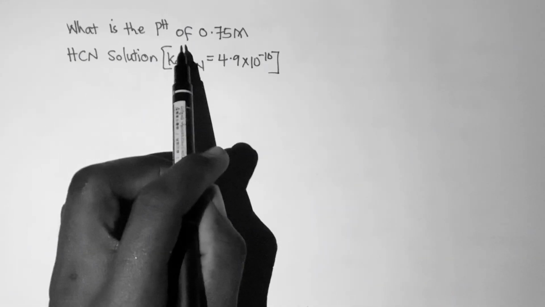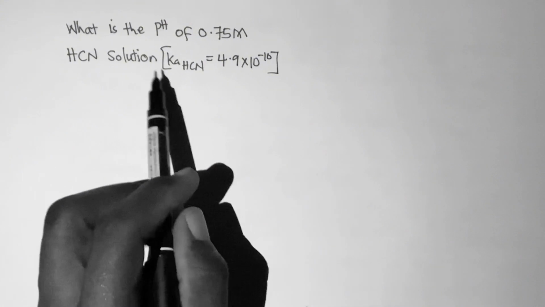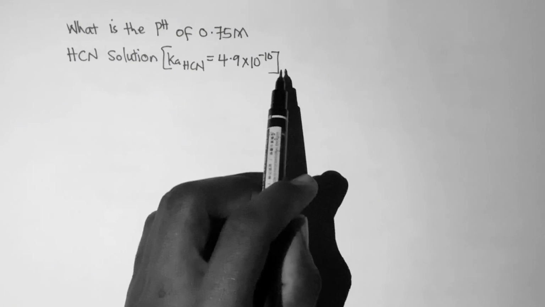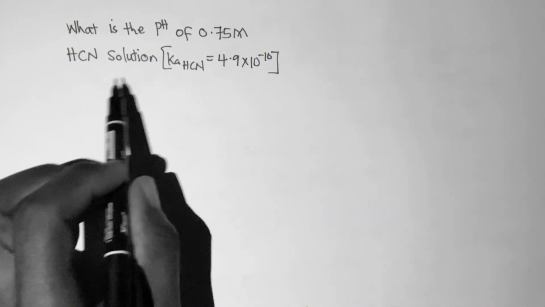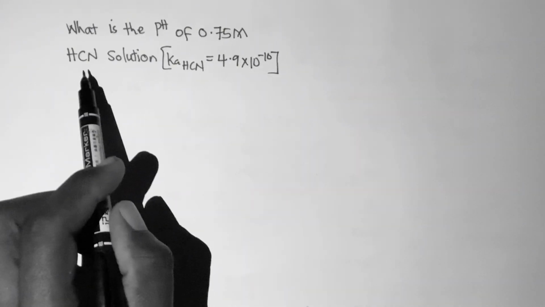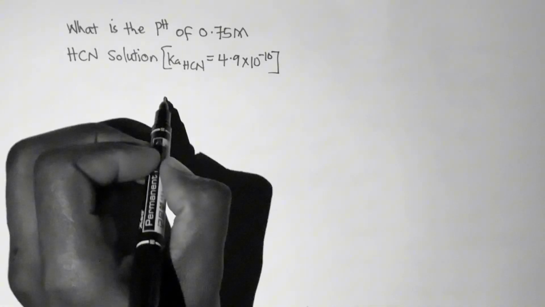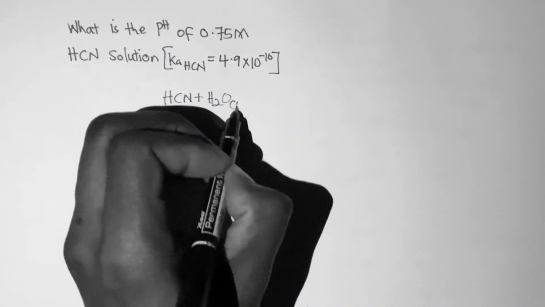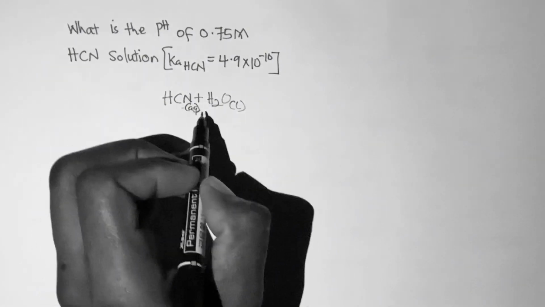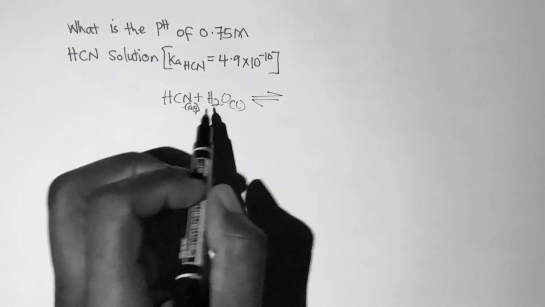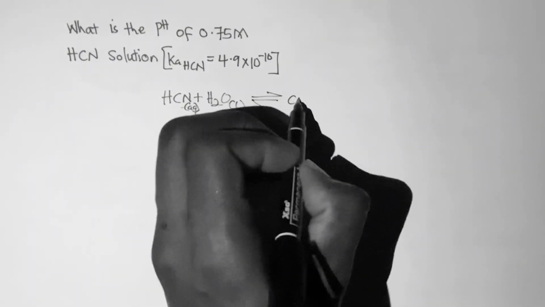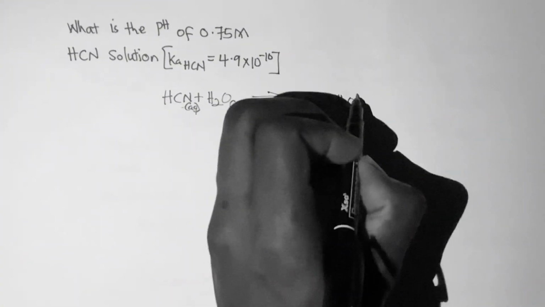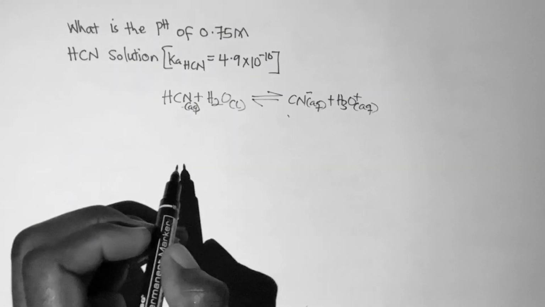What is the pH of 0.75 molar HCN solution? Ka of HCN is equal to 4.9 times 10 exponent minus 10. So let's first write the equation showing the dissociation of HCN in water. HCN, if we add it to water, H2O, which is a liquid, in an aqueous medium, it's a reversible reaction. So we are going to produce the cyanide anions in aqueous solution, plus the hydronium ions, also in aqueous solution.